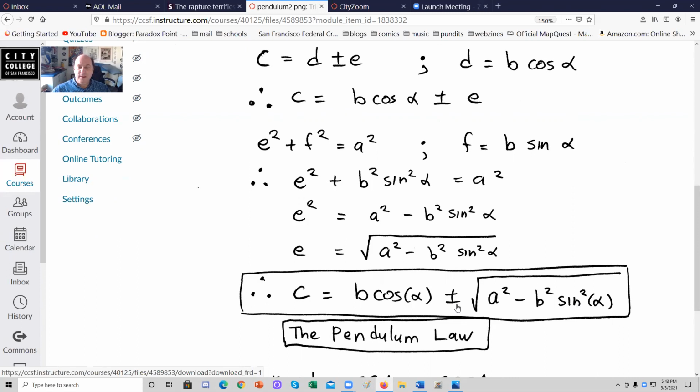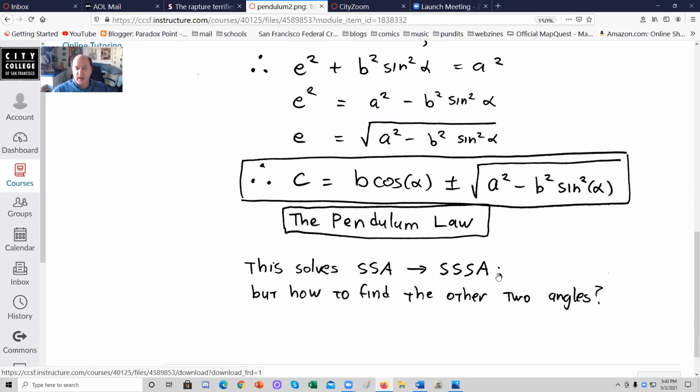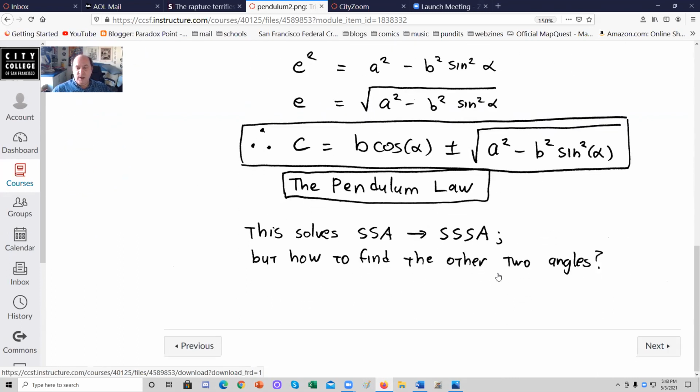And I call that the pendulum law. And I admit that I'm not really a fan of it because it's not as symmetrical as it ought to be. But okay, given A, B, and alpha, this gives you two solutions for C, and then from C you can get the three sides. How to find the other two angles? Okay.